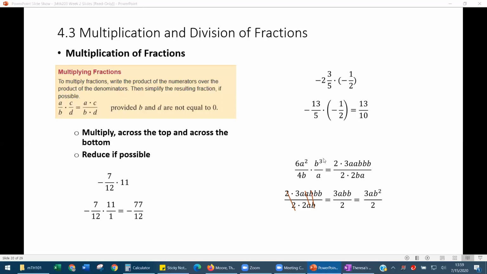So if we look at these two fractions, we have some variables involved. So 6a squared b to the third, 6 is like 2 times 3. A squared times b to the third is AABBB. So this, I wrote out the multiplication, but I didn't actually multiply yet. And I did the same thing at the bottom.